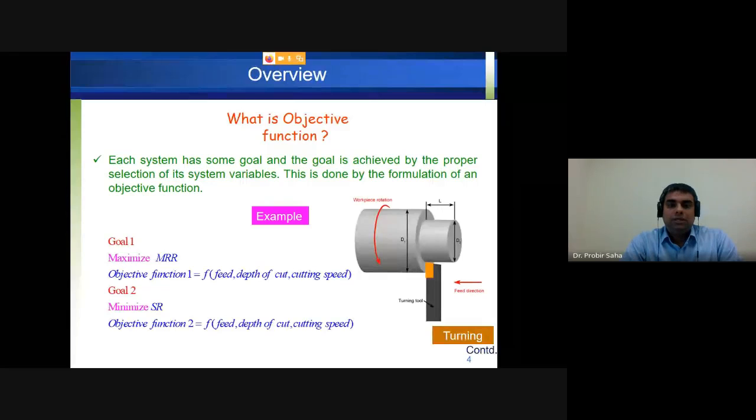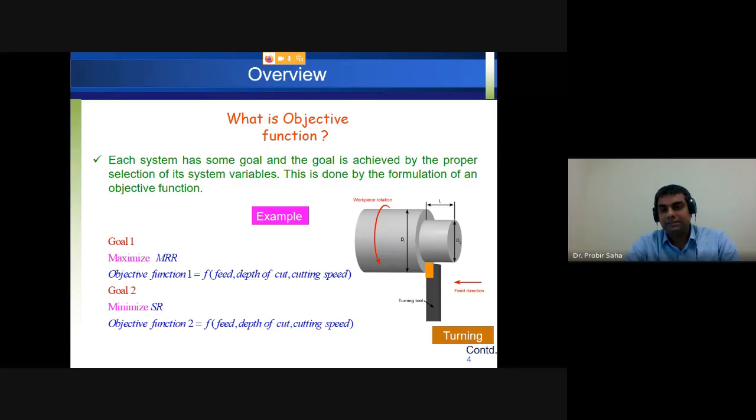Now, before proceeding to the details of this evolutionary multi-objective optimization, as we have used this terminology objective function, what do I mean by objective function? A system has a typical goal, and the goal is achieved by controlling the process parameters. This is done by obtaining a functional relationship between the input and the output decision variables.